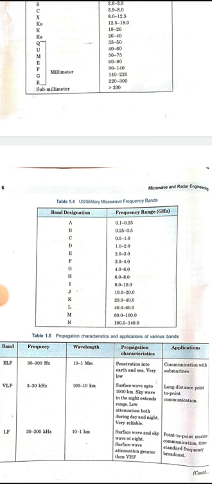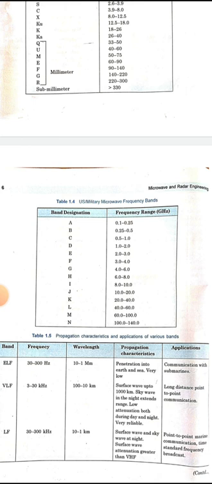Now A band has frequency range 0.1 to 0.25 gigahertz. B band, 0.25 to 0.5 gigahertz. Then C band, 0.5 to 1.0 gigahertz. D band, 1 to 2 gigahertz. E band, 2 to 3 gigahertz. F band, 3 to 4 gigahertz. G band, 4 to 6 gigahertz. H band, 6 to 8 gigahertz.